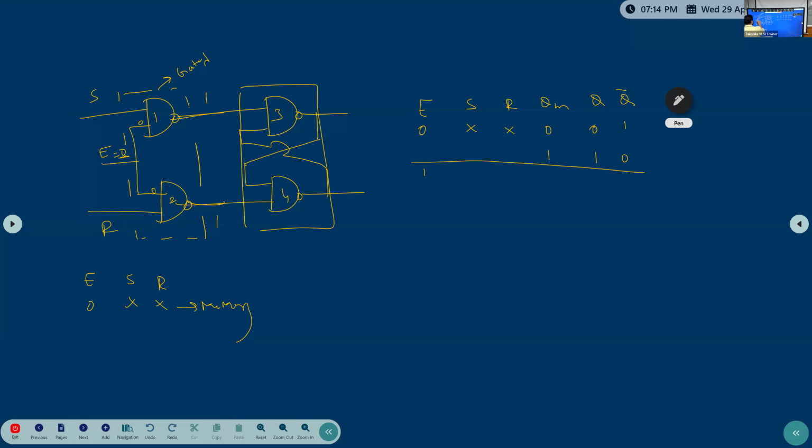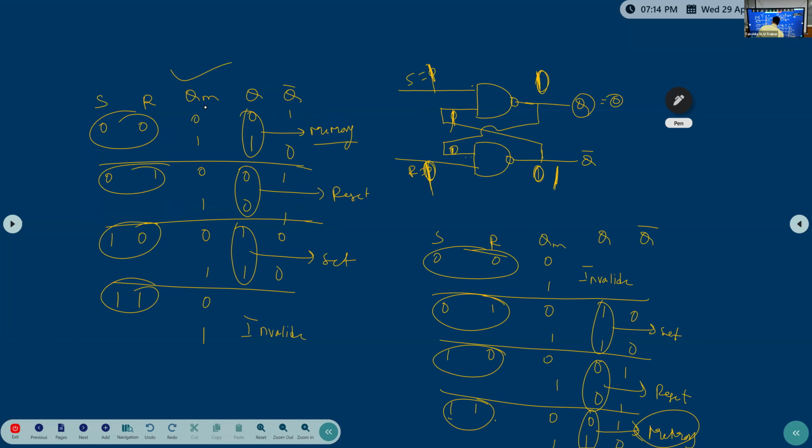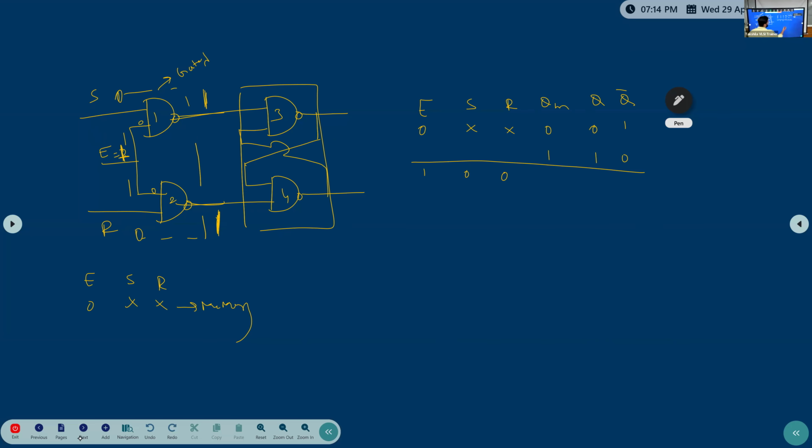Now E is 1. S is 0, R is 0. So no doubt, this one is 0 and this one is 0. Then what happened? If any one of the inputs is low, output will be high. So this is 1 and this is 1. So if I am giving 1 and 1 to this circuit, that is the memory state. Memory state means whatever memory is there, the same value comes. Means whatever QM, Q also the same. So this is 1 0.